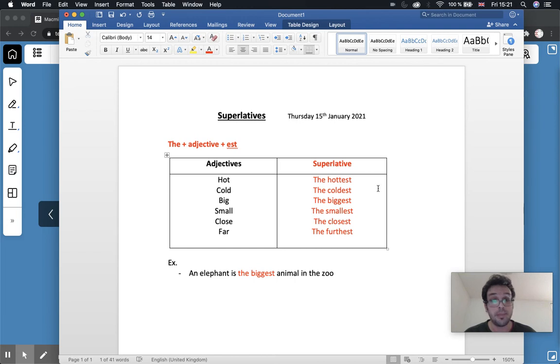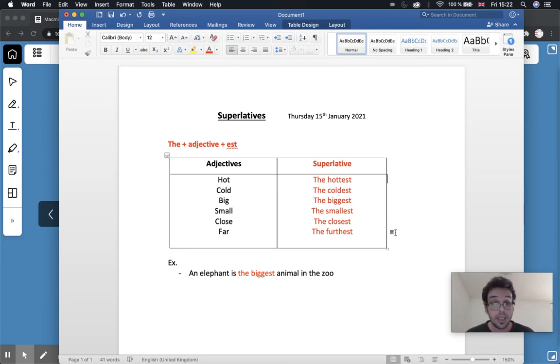Apuntamos todo esto en la libreta. Okay, and we have an example underneath. Tenemos un ejemplo con un superlativo, with a superlative. Okay, and you can copy the example. It says, an elephant is the biggest animal in the zoo. Un elefante es el animal más grande en el zoo. Okay, so these are superlatives. Okay, and we're going to learn these 6. Aprendemos hoy estos 6 superlativos.